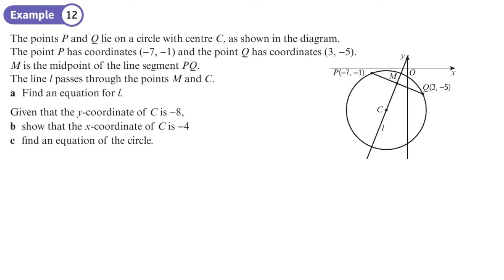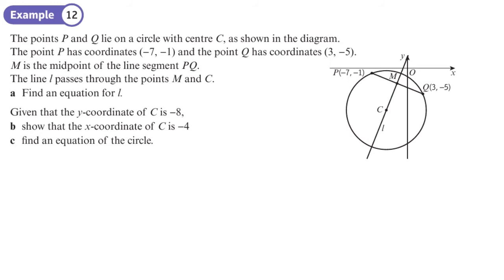Right, here we've got the points P and Q lie on a circle, so this is nice. We've got a diagram already drawn with centre C as shown in the diagram. The point P has coordinates -7, -1, that's already drawn, and the point Q has coordinates 3, -5, again already put on there for us. M is the midpoint of the line segment PQ. The line L passes through the points M and C. The line L, read that already.